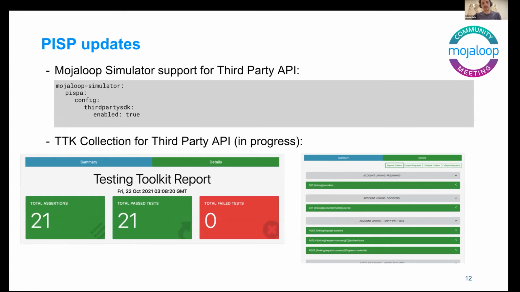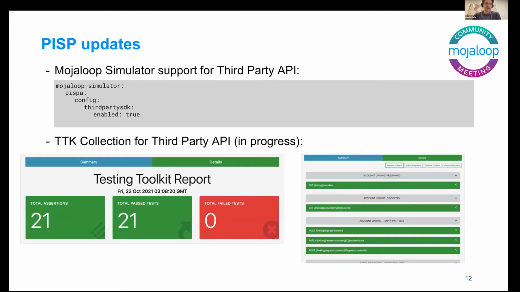Additionally, we've added, it's one thing to add the API support, but you also need to prove that the API that you've added works. So in the Mojaloop Simulator Helm subchart, there's a new option to enable the third-party SDK. And when that is enabled, you have the ability then to test the third-party API.